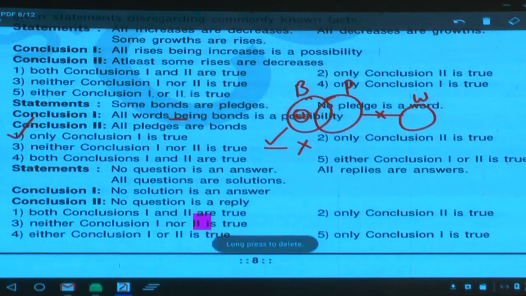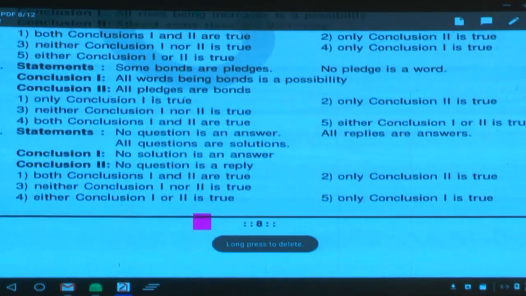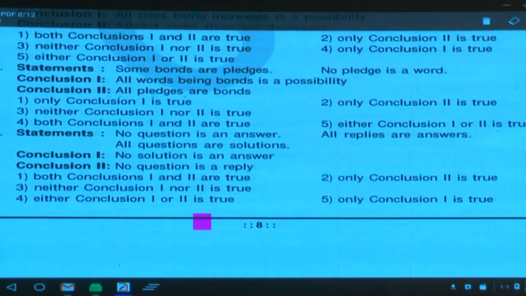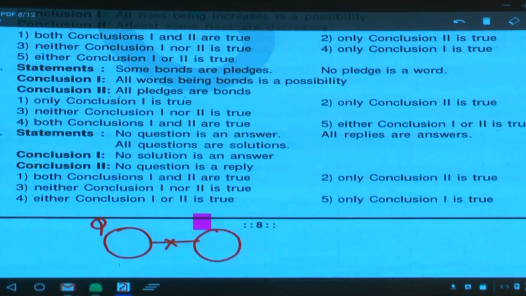Then, coming to question number 69. No question is an answer. No question and answer can be written like this. There is no intersection between question and answer. No question is an answer. And the second statement, all replies are answers. All these are the replies which are answers. And the third statement, all questions are solutions. All these questions are solutions.